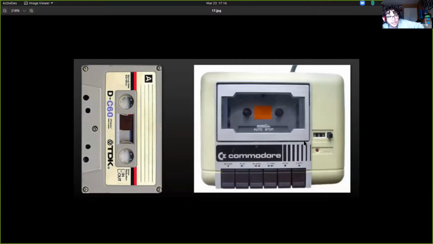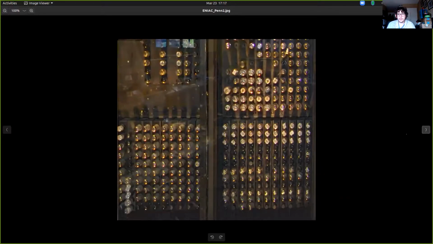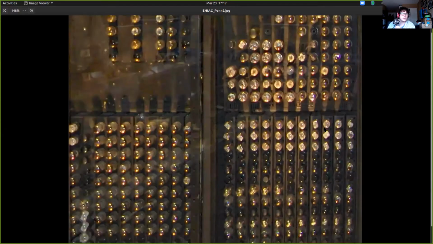Okay, this is a data set tape. This is a Commodore data set tape. We talked about this when we talked about data over audio, remember? Just because we had talked about this before, I had told you about the cathode ray tubes in the back of the ENIAC machine, and this is the actual back of the ENIAC machine with the cathode ray tubes.